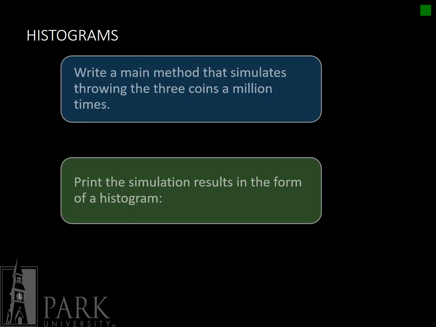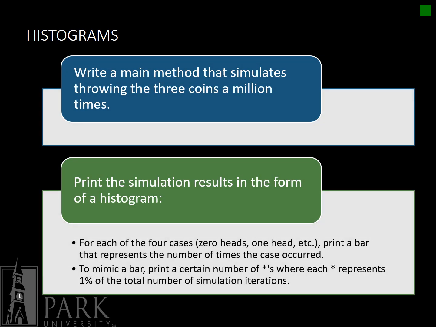So what would we do? Well, we'd write a main method that simulates throwing the 3 coins 1,000,000 times. And then we'd print the simulation results in the form of a histogram, right? So for each of the 4 cases, 0, 1, 2, or 3 heads, we would print a bar that represents the number of times that the case occurred.